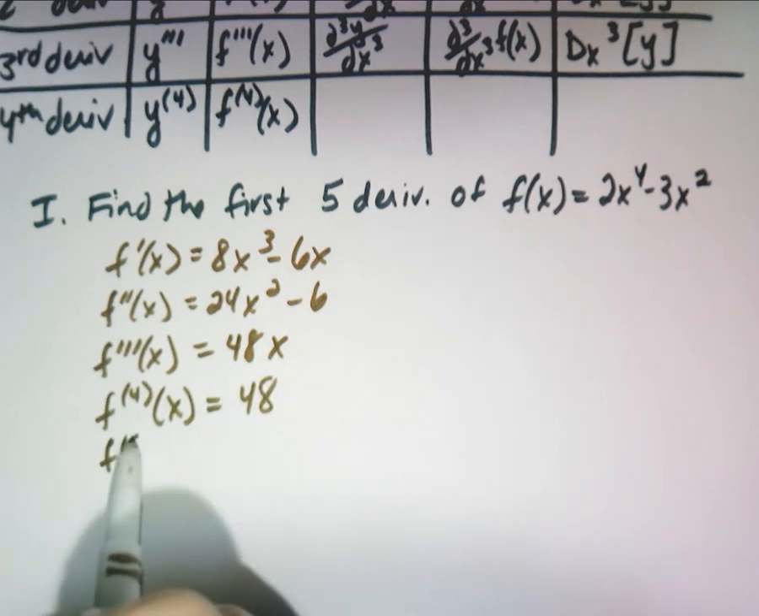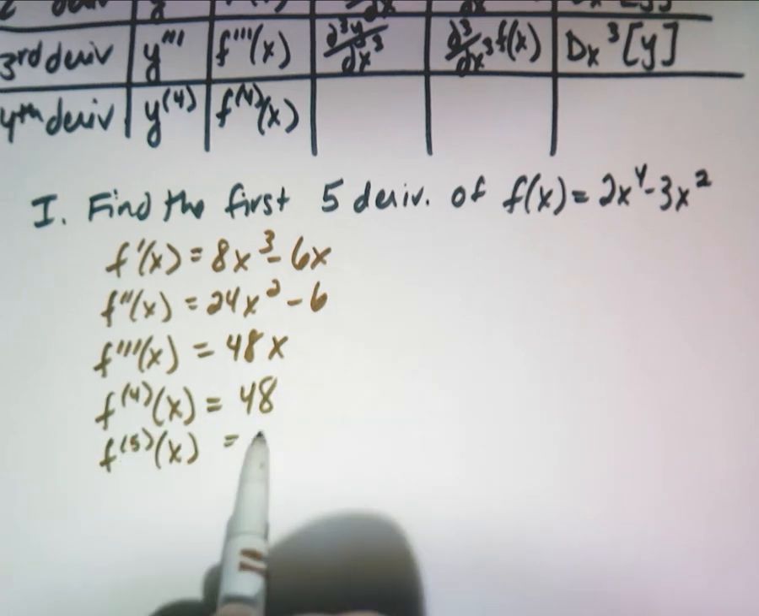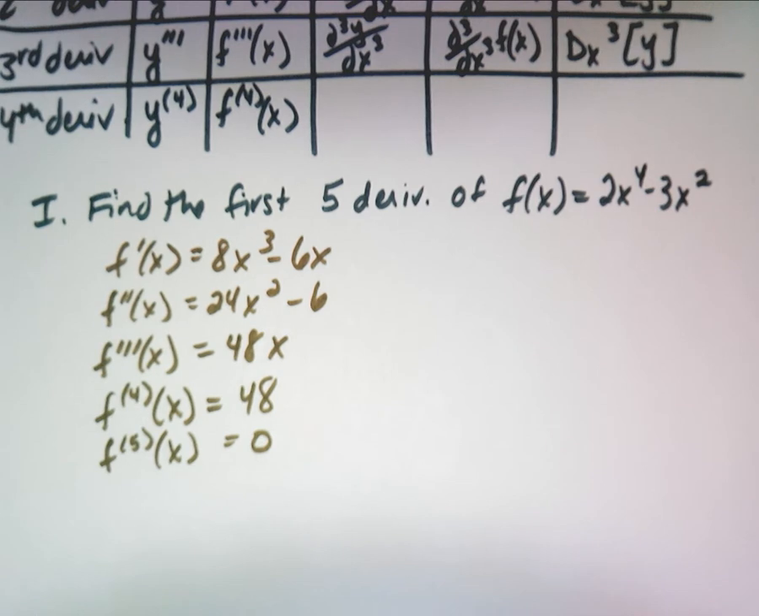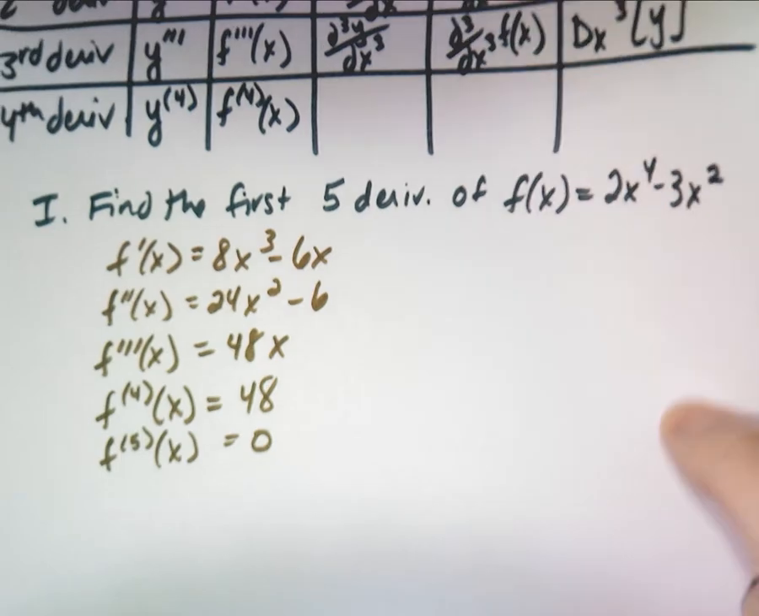And then what's the fifth derivative? 0. What would the sixth be, by the way? What's the derivative of 0? 0. Still 0. Anything after 5 right now is going to be 0, 0, 0. Does that make sense? Very easy. Don't overthink this. This is easy. Okay? There's your first 5 derivatives.